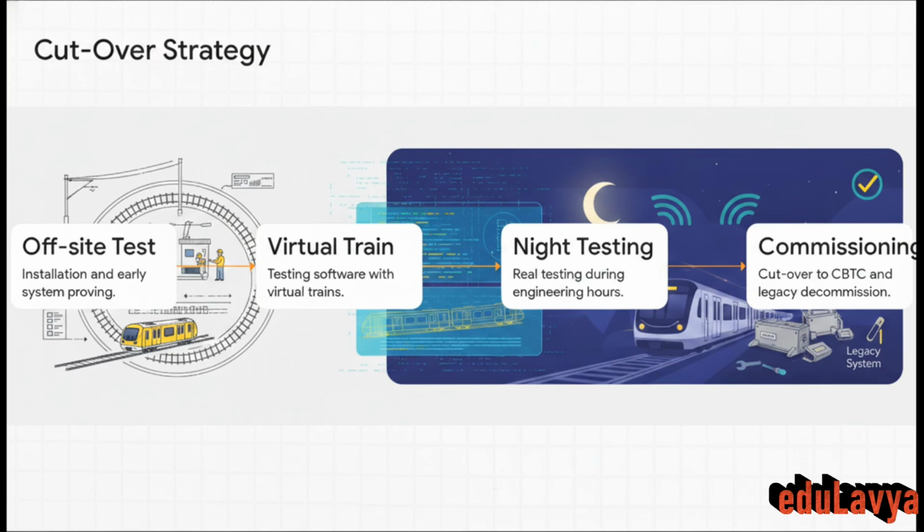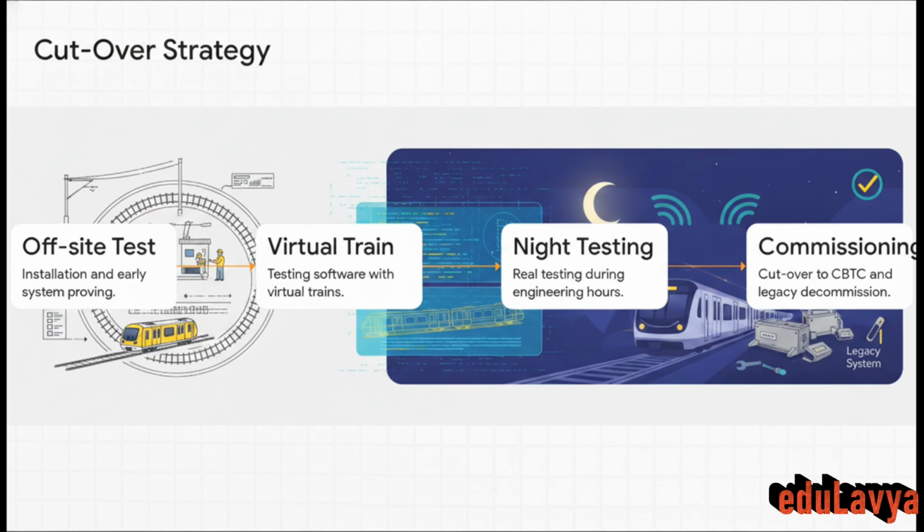First, extensive installation and testing happen completely off-site on dedicated test tracks. Second, engineers use simulated virtual test trains to test the new software against the line's unique track geometry. Third, they run actual ghost trains during those incredibly brief 3 to 4 hour engineering windows in the dead of the night, safely switching control back to the legacy system right before the morning commute starts.